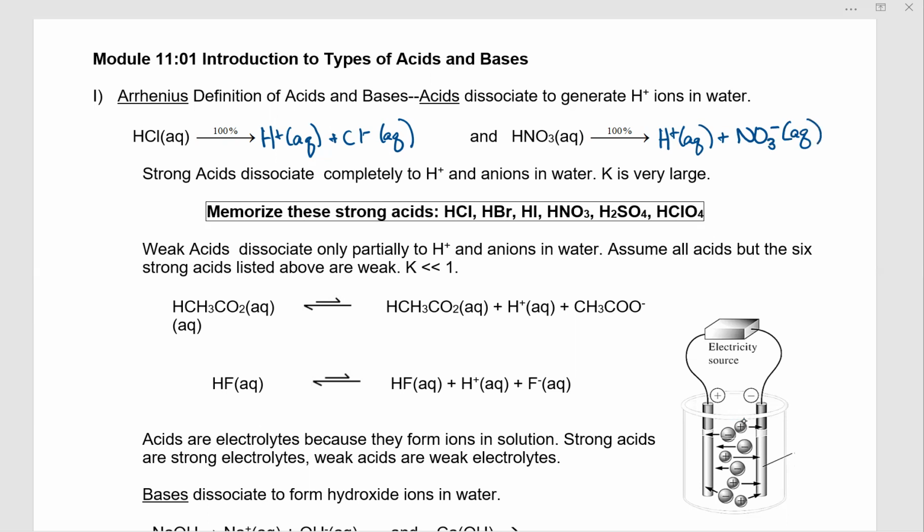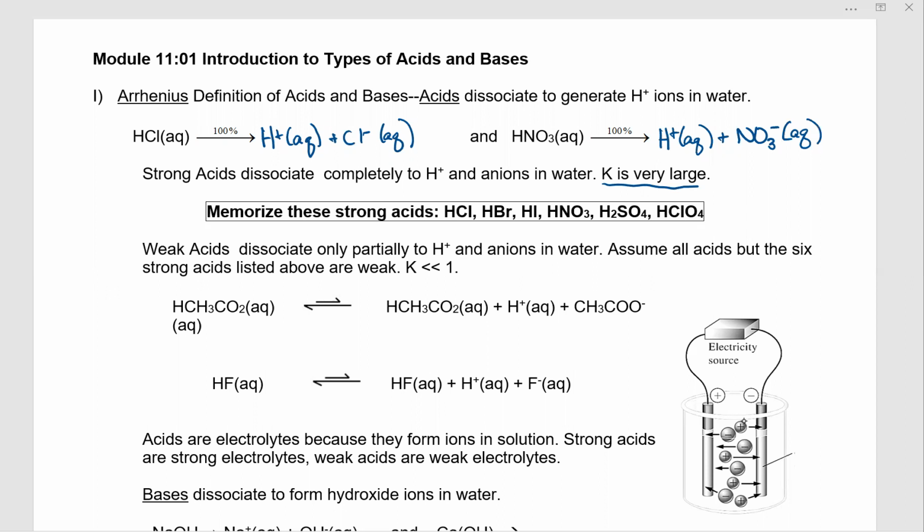We learned in Unit 4 that strong acids dissociate completely to hydrogen ions and anions in water. What we add to that now is that this means K is very large because the equilibrium lies largely to the product side. There are 6 strong acids that you should have memorized previously. They are listed here: HCl, HBr, HI, HNO3, H2SO4, and HClO4.